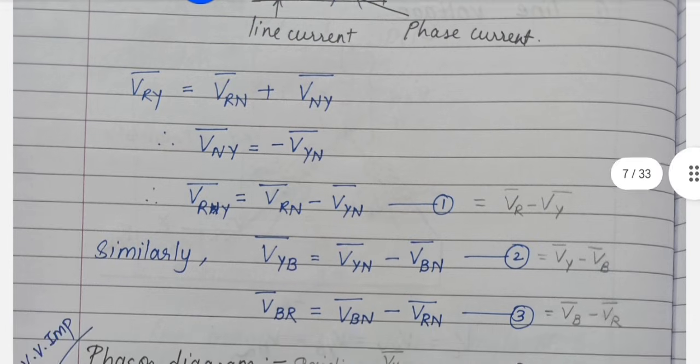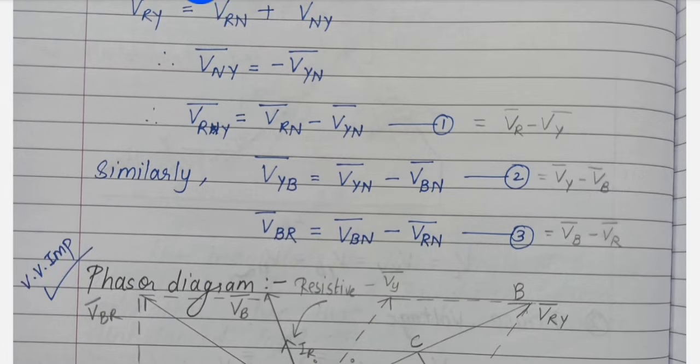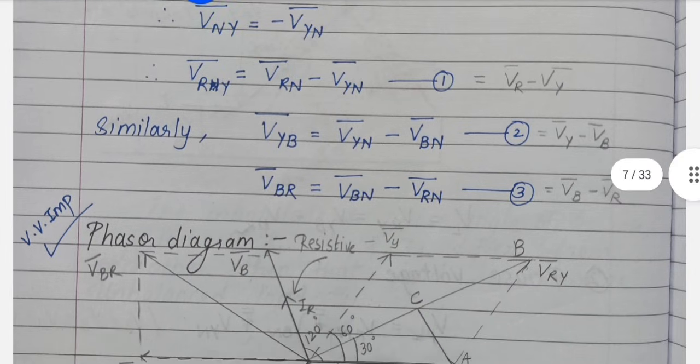Consider it as equation number 1. And similarly, you can write for VYB and VBR as well. On the right hand side, you can see VRY is equal to VRN minus VYN, so we just have to subtract them. The same thing you can do for VYB as VYN minus VBN, and for VBR as VBN minus VRN.